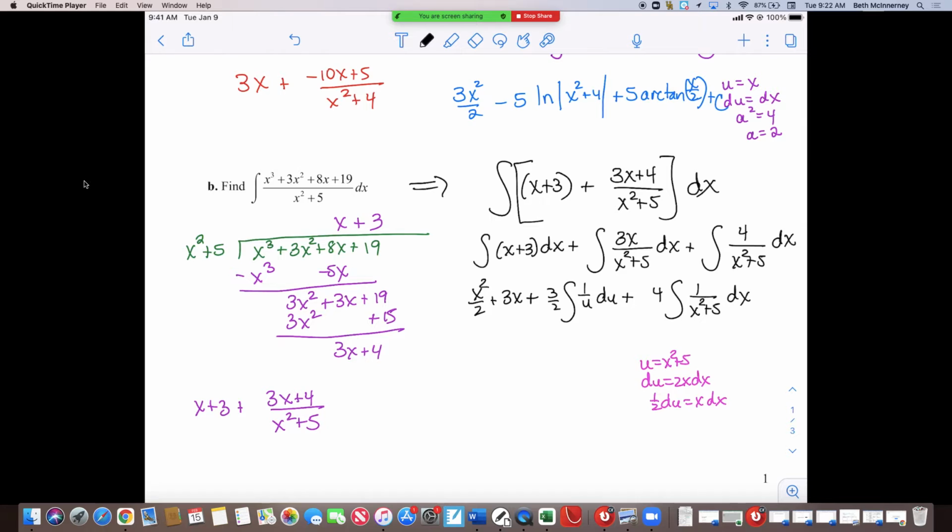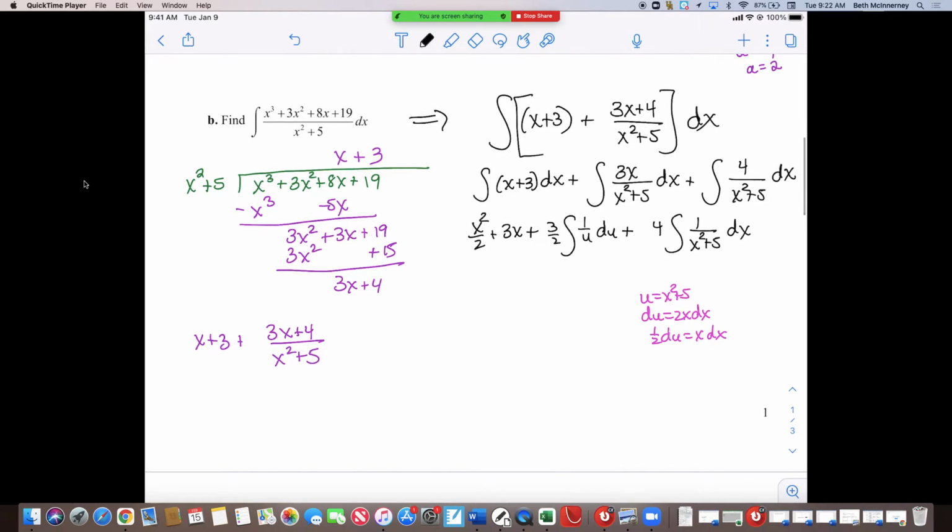Okay, now in this last one, do you see this really is the arctan? I've got u is x, and then if a squared is 5, a is the square root of 5. Okay, so be careful with this.